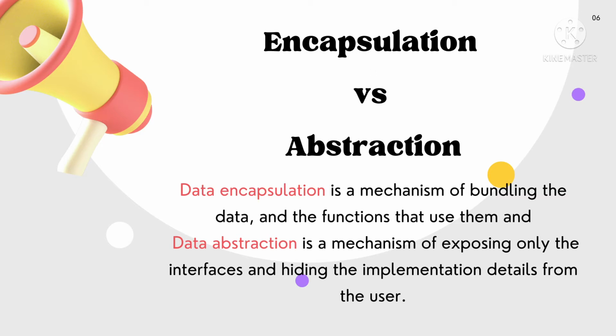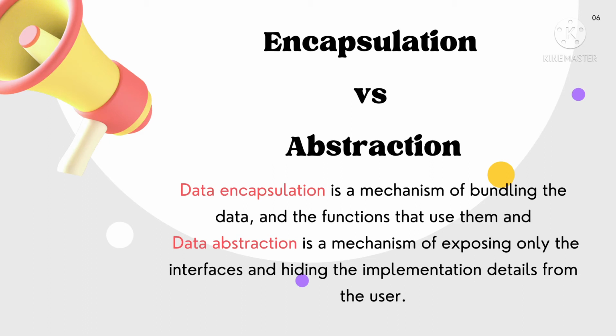Whereas data abstraction is a mechanism of exposing only the interfaces and hiding the implementation details from the user. Guys, it means that data abstraction provides the facility to only show the important properties and hide the details of how those properties work.